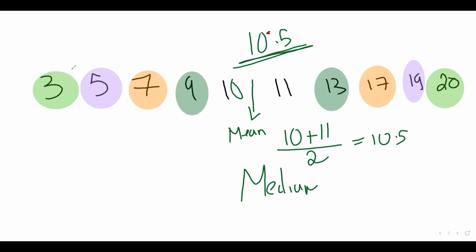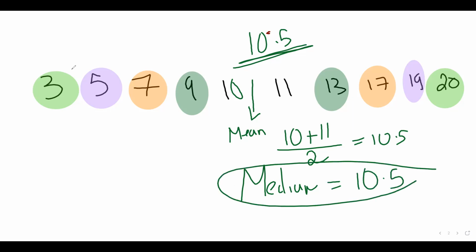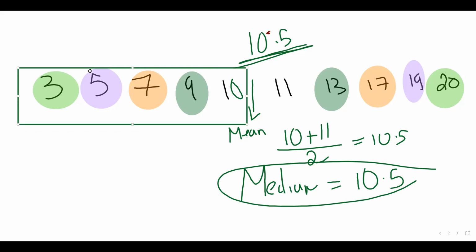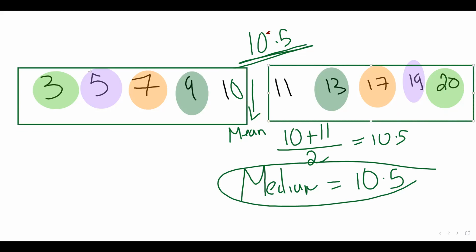So now this number, which is 10.5, is a number that comes in the middle between the numbers of data. If I cut them like this, you will see that 10.5 is in the middle and we have 5 numbers above it and 5 numbers lower than it. Is it clear?